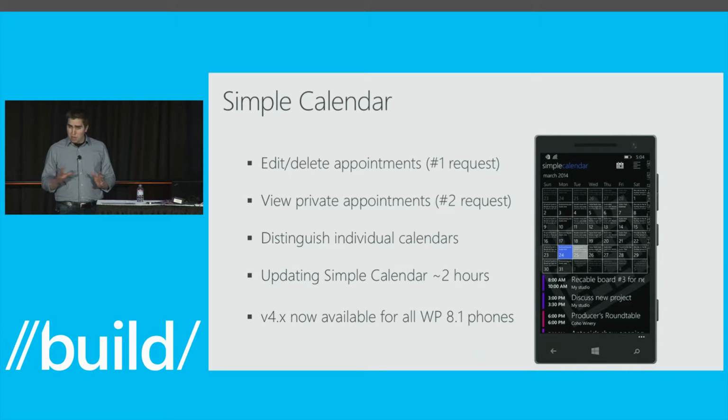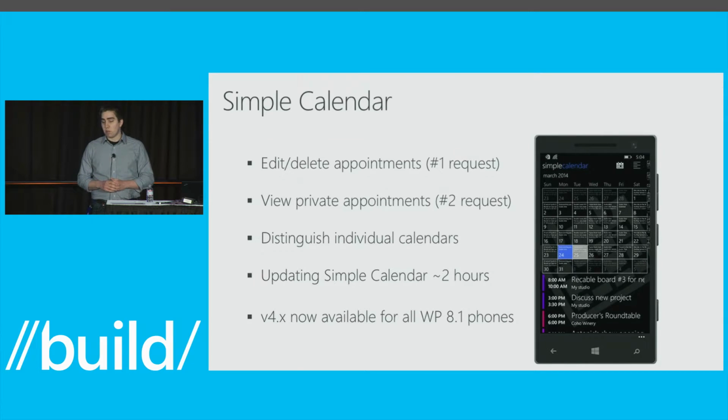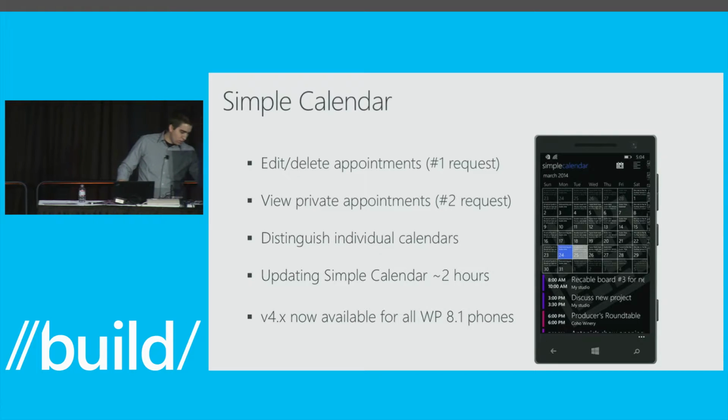So I'm happy to say, with the new appointment APIs that Tony's talking about on Windows Phone 8.1, all those issues are taken care of. So the users of Simple Calendar, as soon as they get the 8.1 update or they buy a new 8.1 phone, in the store, Simple Calendar, the 8.1 version is ready and waiting for them to install. And to update the app, it only took me a couple hours. And I'm actually going to show you the code right now. So let me switch over.